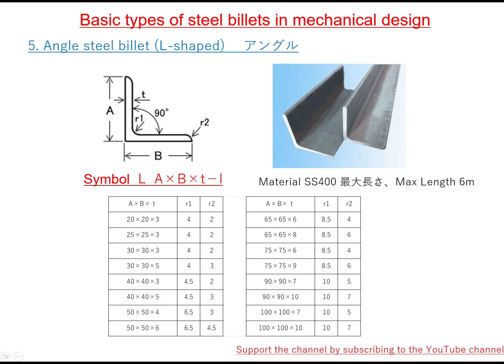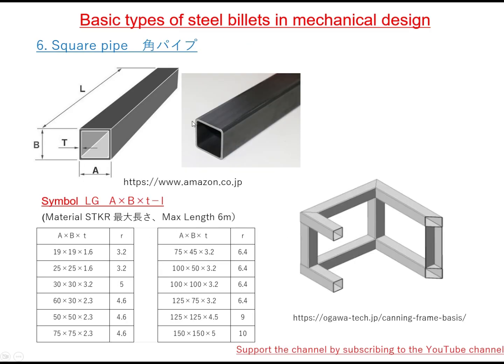When it is necessary to increase the stiffness in the X or Y direction of the product, we use L-shaped steel billets in the structure, instead of bending the steel plate 90 degrees, or welding additional stiffeners, to reduce the cost of the product. The sixth is square steel billets called kakupeipu. This steel billet is widely used in flame frame welding structures because it is light but can withstand great hardness. The product is made of common steel material SS400, so it is easy to weld, maximum length 6 meters.